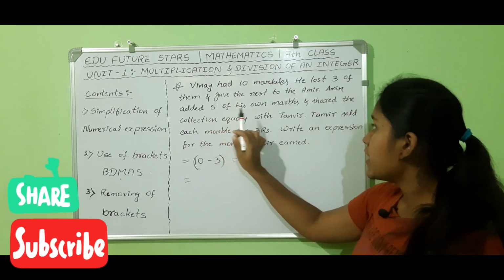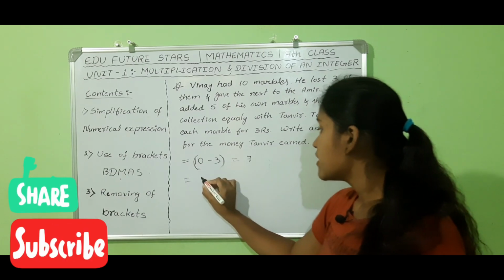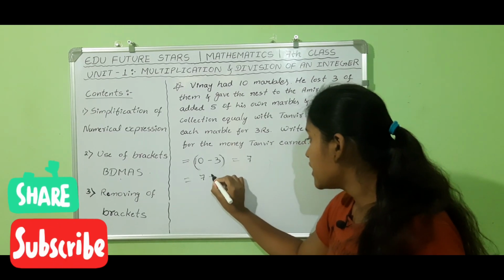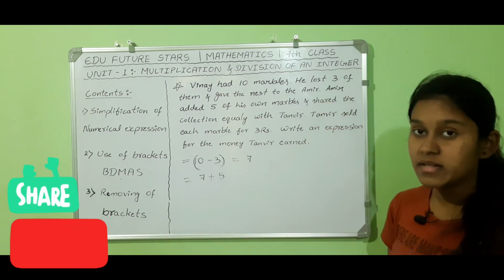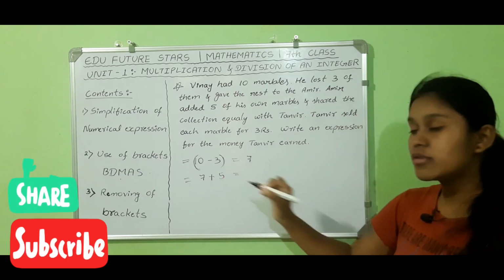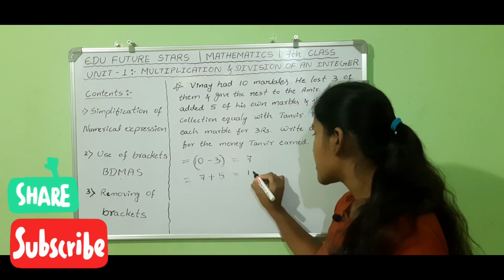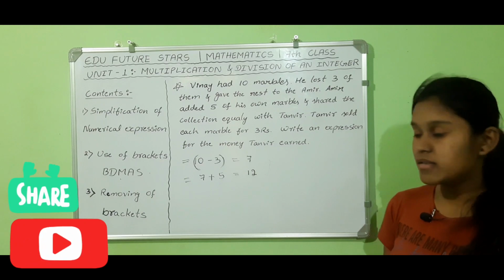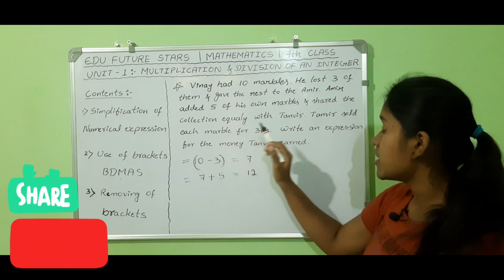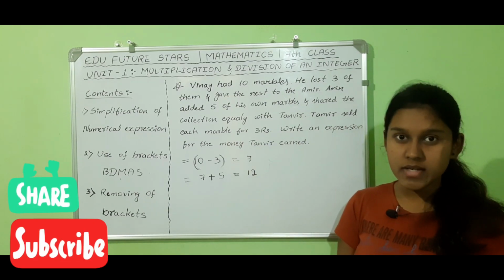Amir added 5 of his own marbles. Amir added 5 more marbles to this. So Vinay gave 7 marbles to Amir and Amir added 5 more of his own marbles to that. So what is the value now? 7 plus 5. 7 plus 5 is how much? 12. Right? This is 12. Now see. And shared the collection equally with Tanvir. Amir shared his marbles equally with Tanvir.